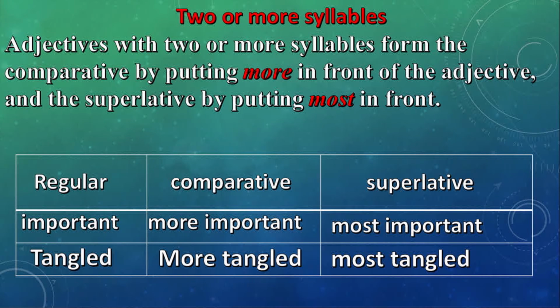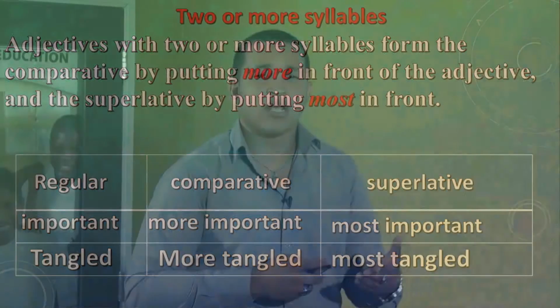So depending on the syllables, the rules change. And of course, there are exceptions to every rule. There are the irregular ones where you have things like good, better, and best. So you have good being the regular, standard form, and then you have better and best being the comparative and superlative forms. So, exceptions to every rule.